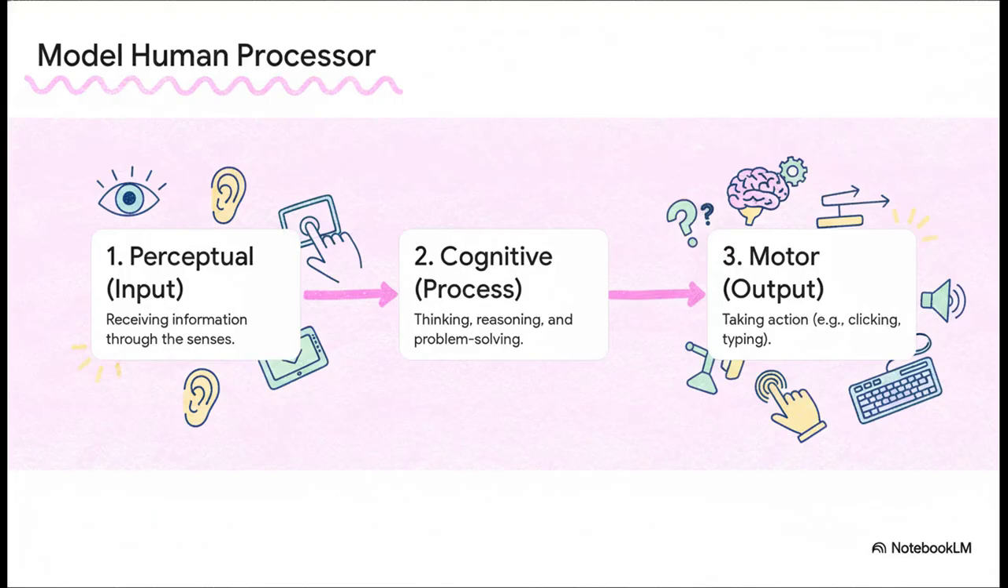So, to design better computers, the HCI experts realized they first had to understand the other half of the conversation, us. The model human processor is just a simple way to think about how we work. We take in information through our perceptual system, that's our eyes and ears. We process that info with our cognitive system, that's our brain, and then we act on it with our motor system, our hands moving a mouse or typing. By understanding our own little input-process-output cycle, designers can create technology that fits us better.